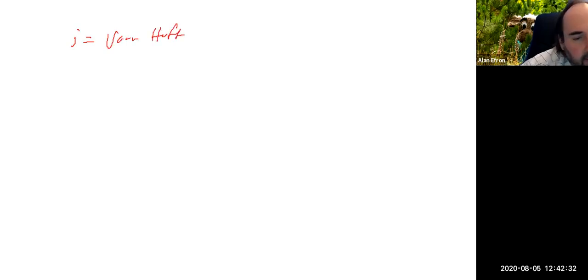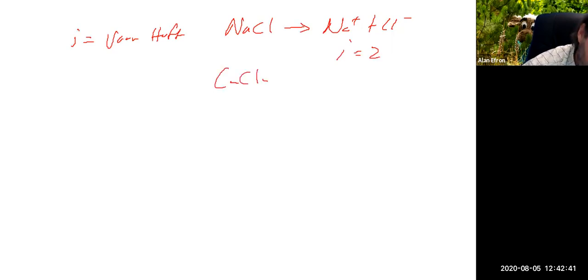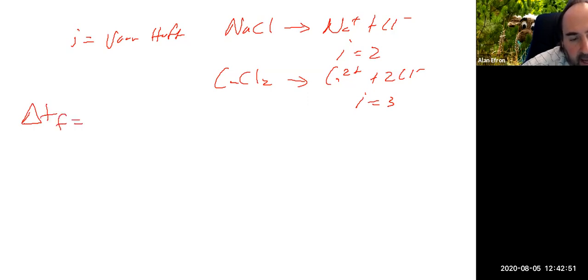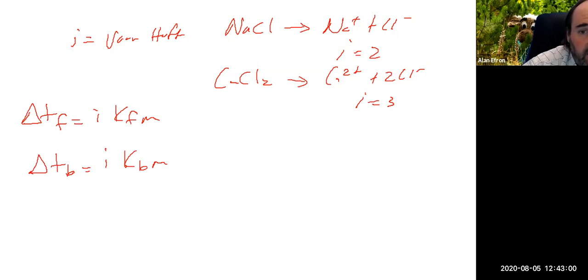And again, you could do it based off of the formula. So as we talked about, sodium chloride, which, as we just saw, would have an i value of 2. Calcium chloride would have an i value of 3. And really, the place where that gets incorporated is, say, delta Tf equals i Kf times m, and like delta Tb. Those are the 2 most common places you come across this one.